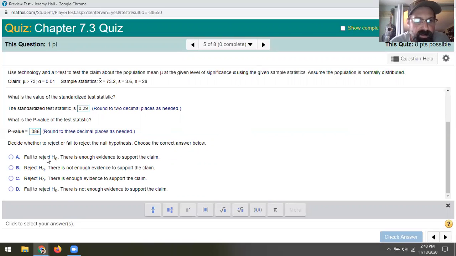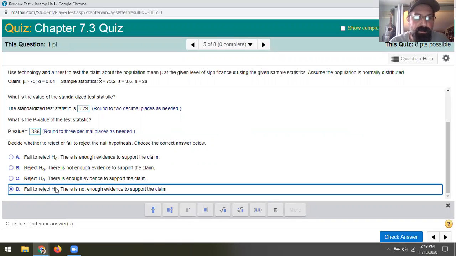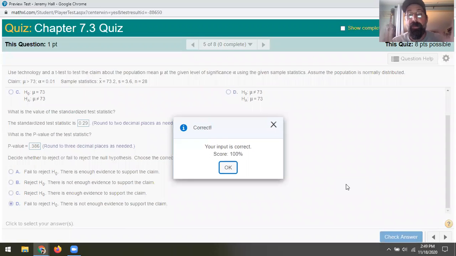Careful, two of the answer choices say that. If I fail to reject the null hypothesis, I fail to support the alternative hypothesis, which is the claim. One says I fail to reject the null hypothesis, there is enough evidence to support the claim. That's not true. We're going to fail to reject the null hypothesis; there's not enough evidence to support the claim.